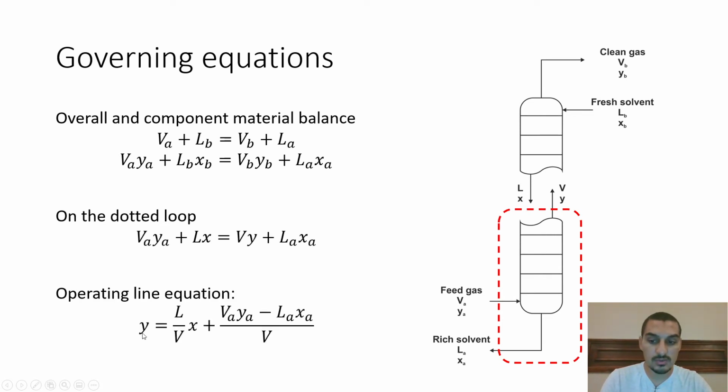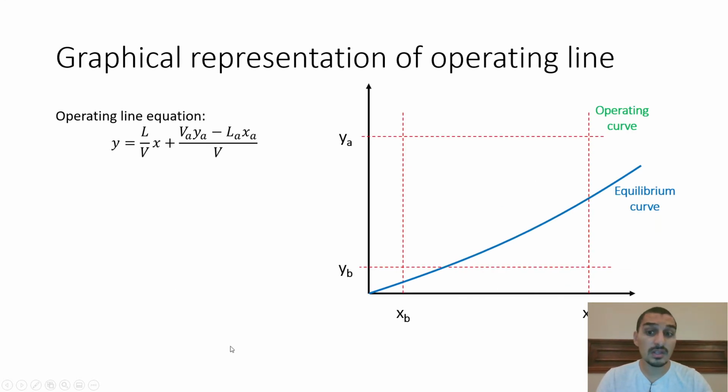We're going to put it as y as a function of x, so we can fit it with the same equilibrium curve, which is y as a function of x as well. So from this equation, it's clear that it is y equals something multiplied by x plus something. So it's a straight line equation, or it looks like a straight line equation. But if we plot this line, it's going to be a curve. It's not a straight line. And the reason it's a curve is because the L and V are not constants.